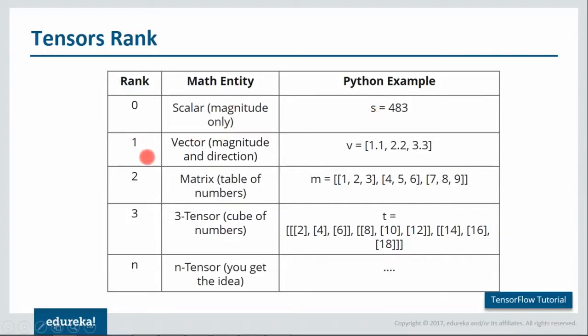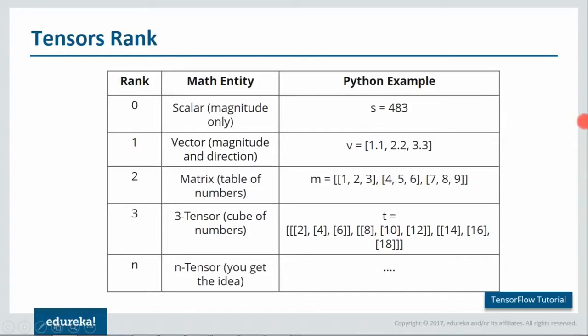Then when I talk about rank 1, it is a vector which has magnitude and direction both. And you have the example in front of your screen, 1.1, 2.2, 3.3. Similarly, when I talk about rank 2, it is nothing but a matrix, tables of numbers, you can say rows and columns. And you have an example here as well. Similarly, when I talk about rank 3, you can see the example here. So this is how we actually define the rank of a tensor.